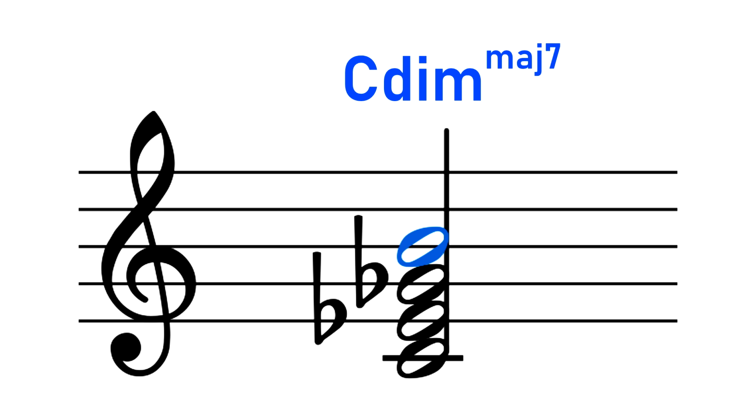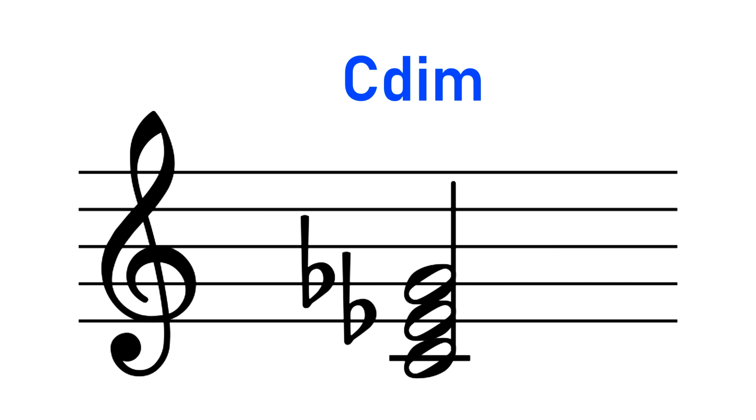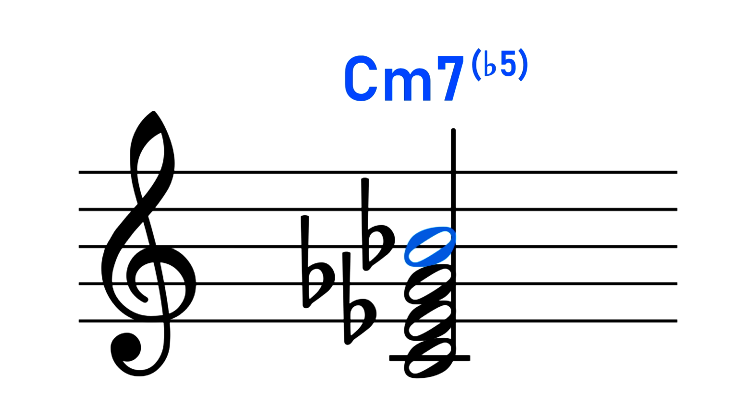We could add the major 7th, giving us a diminished major 7th chord. This is admittedly quite a rare chord, but it's good to acknowledge it because it effectively completes our set. The second type of 7th we could add to the diminished chord is a dominant 7th, giving us the chord we saw in Because, the minor 7 flat 5.